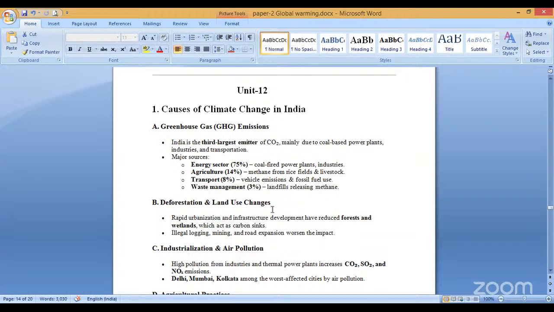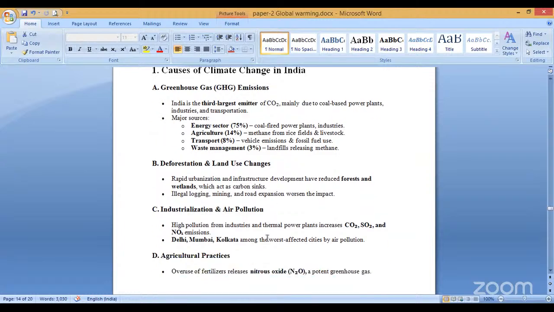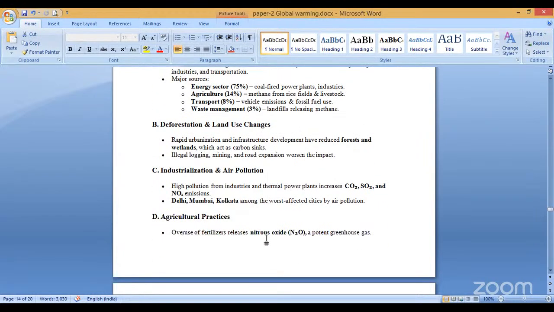Deforestation and land use changes: rapid urbanization and infrastructure development have reduced forests and wetlands, which act as carbon sinks. Logging, mining, and road expansion are the impact. Then industrialization and air pollution.